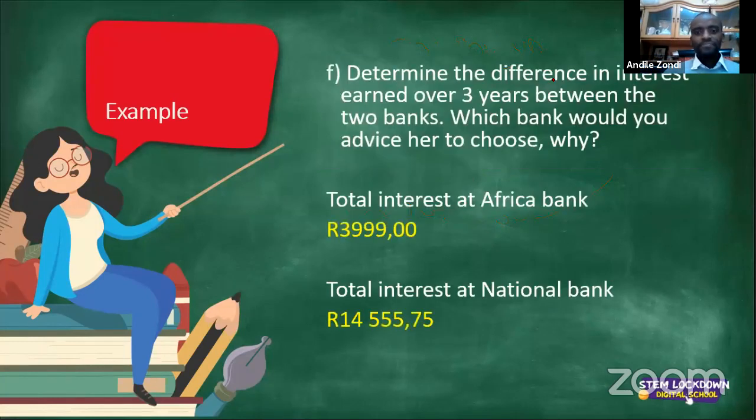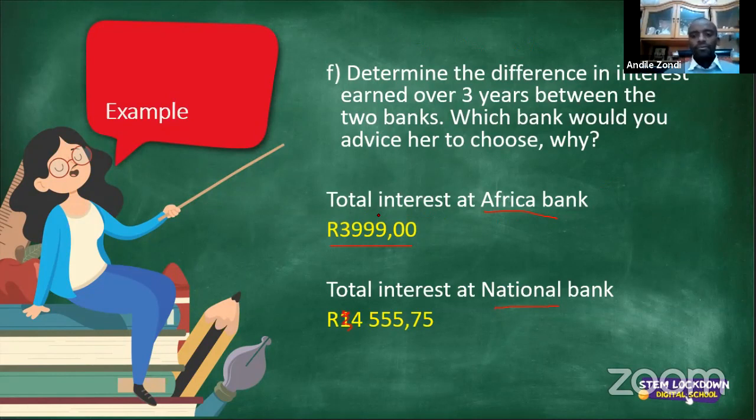Okay, let's move on. Now the question says, question F, determine the difference in interest earned over 3 years between the two banks. Remember, the first bank is Africa Bank. The second bank is National Bank. Total interest for Africa Bank was that amount of money. Total interest for National Bank, only looking at the interest, was 4,555.